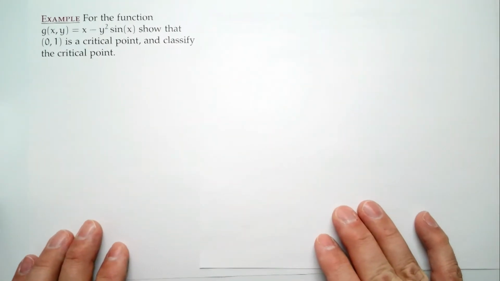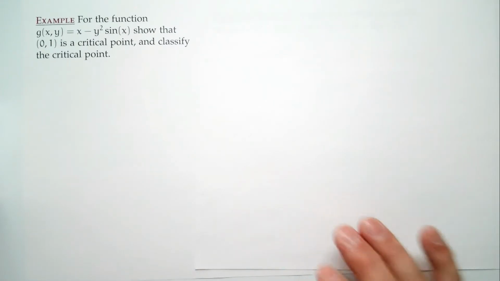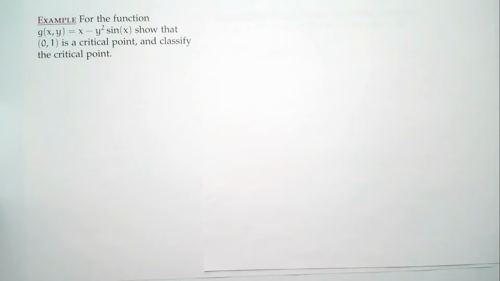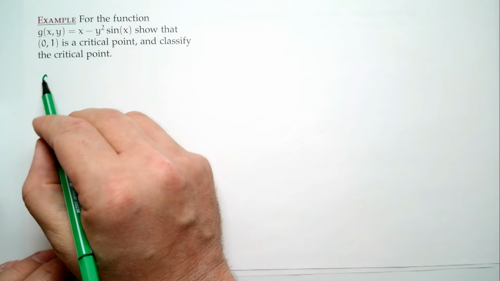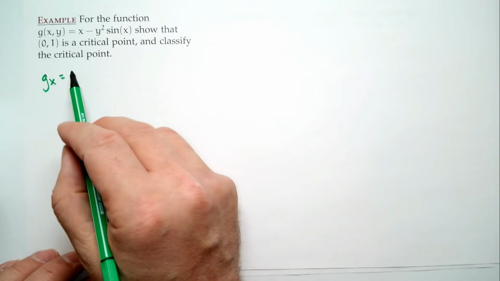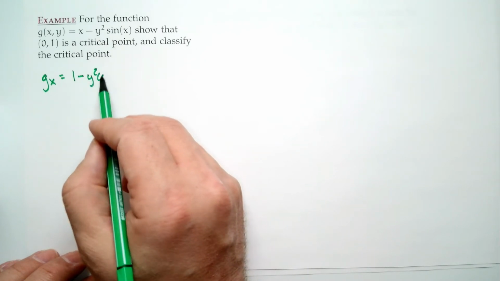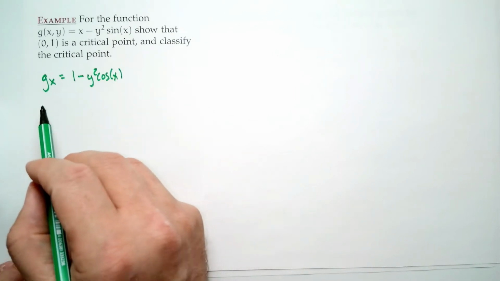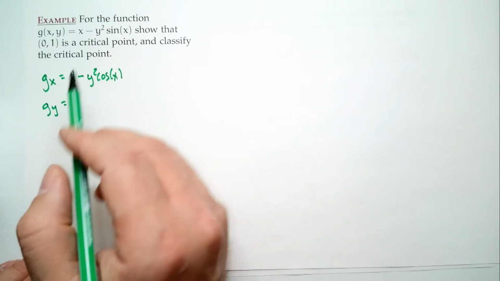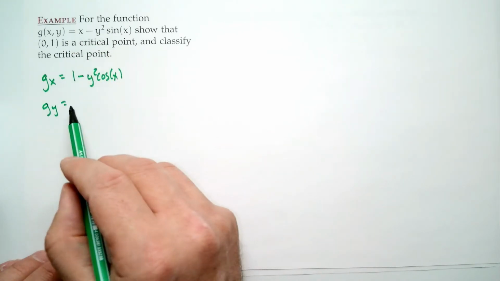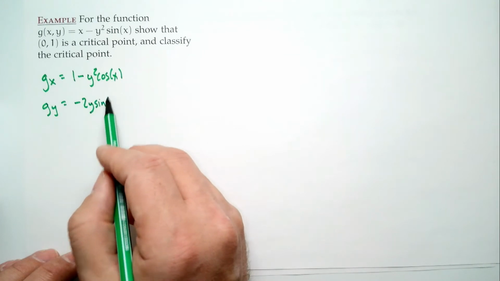All right. For the function g of x, y equals x minus y squared sine of x, show that (0, 1) is a critical point, and then classify it. So, how do you show something is a critical point? You check the gradient. So for us, we want to find g sub x. Well, 1 minus, and then the derivative of sine is cosine. So 1 minus y squared cosine of x. G sub y: well, the x term goes away. In fact, the only y there is the y squared, so minus 2y sine of x.